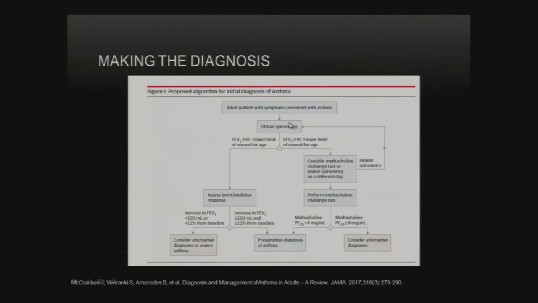But what if you have normal pulmonary function tests and you go down this pathway? You have a couple of options. You can repeat spirometry when a patient's more symptomatic, or you can go towards a methacholine challenge. Now, I'll talk a little bit about empiric treatment for asthma, but for now, let's assume that those are your two options. So we'll talk a little bit about methacholine challenge.